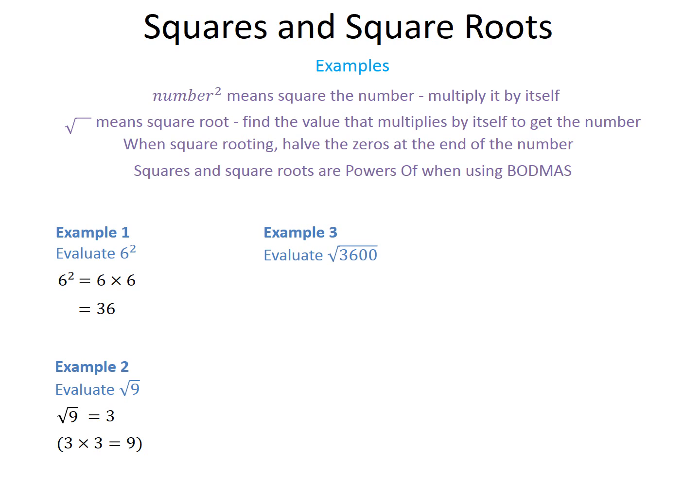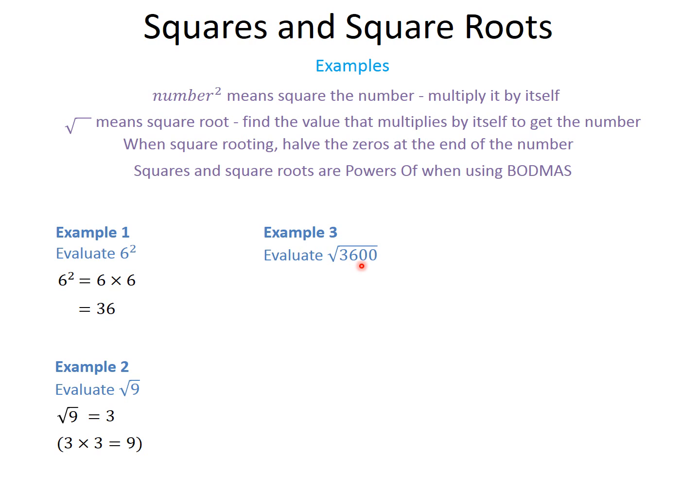Now one of those ones with the zeros. So ignore the zeros to start with, just look at the 36. You've got to work out the square root of 36 just by using that trial and error. We knew that 3 times 3 was 9, 4 times 4 is 16, 5 times 5 is 25, 6 times 6 is 36. So it's 6.